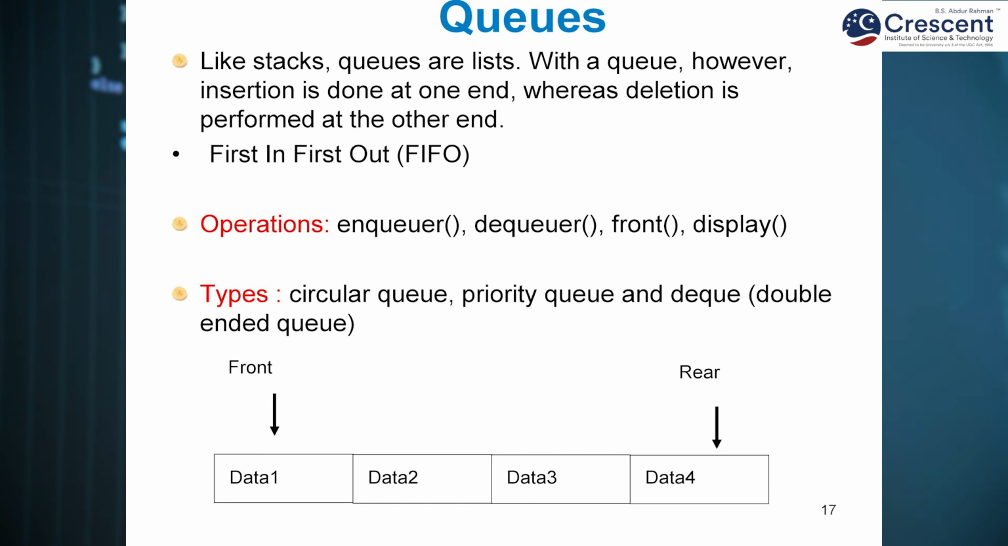Then the different types of queue are circular queue. In a circular queue, the rear pointer is connected to the front pointer, so we represent the queue in circular fashion. In a priority queue, apart from the data, we maintain some priority values, and based on the priority value we can delete the data from the queue. Then one more variation is called the DQ, the double-ended queue. In a double-ended queue, at both ends we can do both operations, inserting as well as deleting.